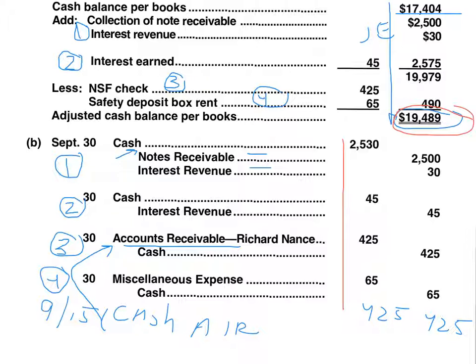Okay, and just one point to ponder. See all these when they say add? You're adding balances to cash. And what are we doing? We debit cash, debits are addition to cash. Now up here it says less an NSF check and your safety deposit box. So this one is minus and this one is plus. So these two will end up with your credits to cash right here. Okay, that's it. There's not much to it.